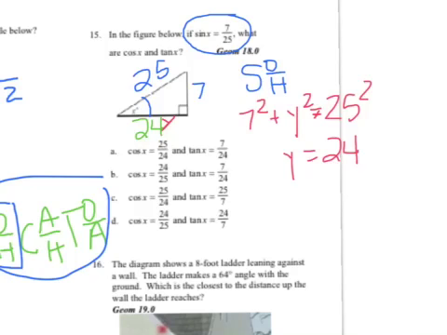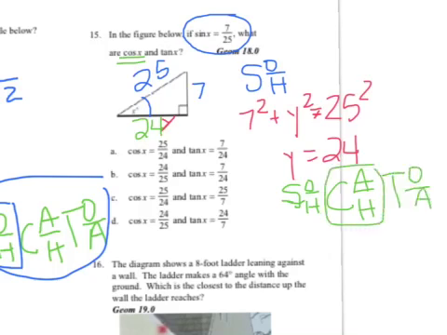And then they want you to answer what cosine would be. Remember, sine is the opposite over the hypotenuse. The cosine is the adjacent side over hypotenuse. And tangent is the opposite over the adjacent. So I'm looking for the adjacent over the hypotenuse, which is 24 right here over 25.